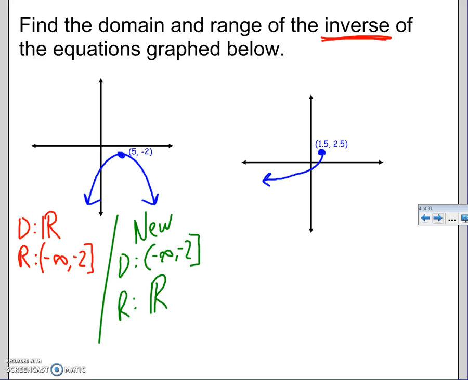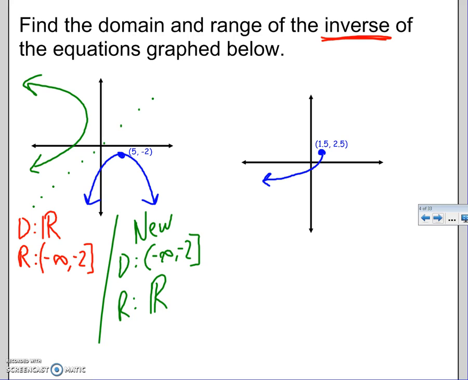Now, if you wanted to graph it, which you do not have to do, it is always the reflection across y equals x, that diagonal line. It would look something like this. Right, so that has a domain from negative infinity, left forever, to -2, and it goes down forever, up forever.